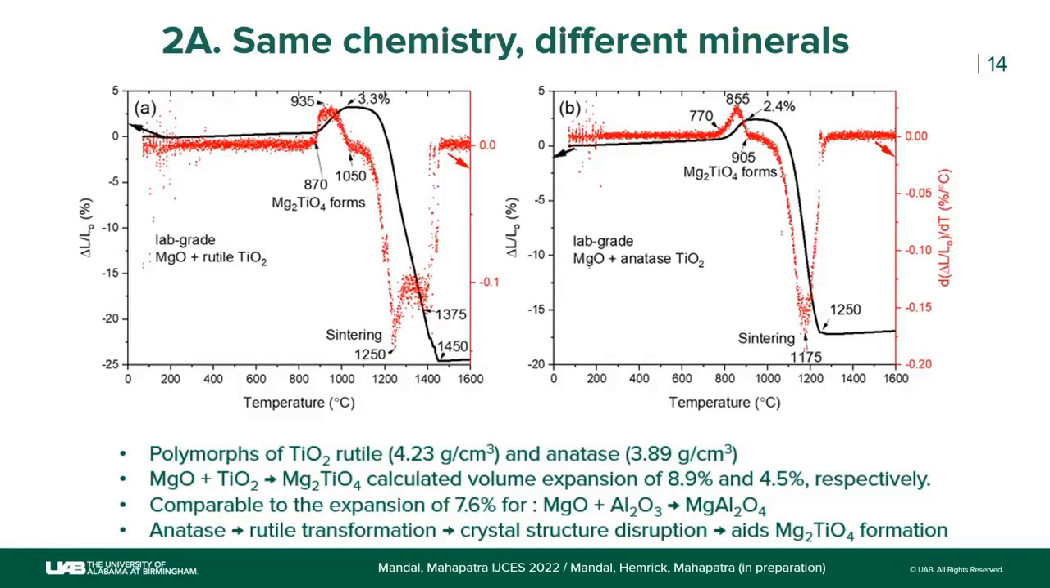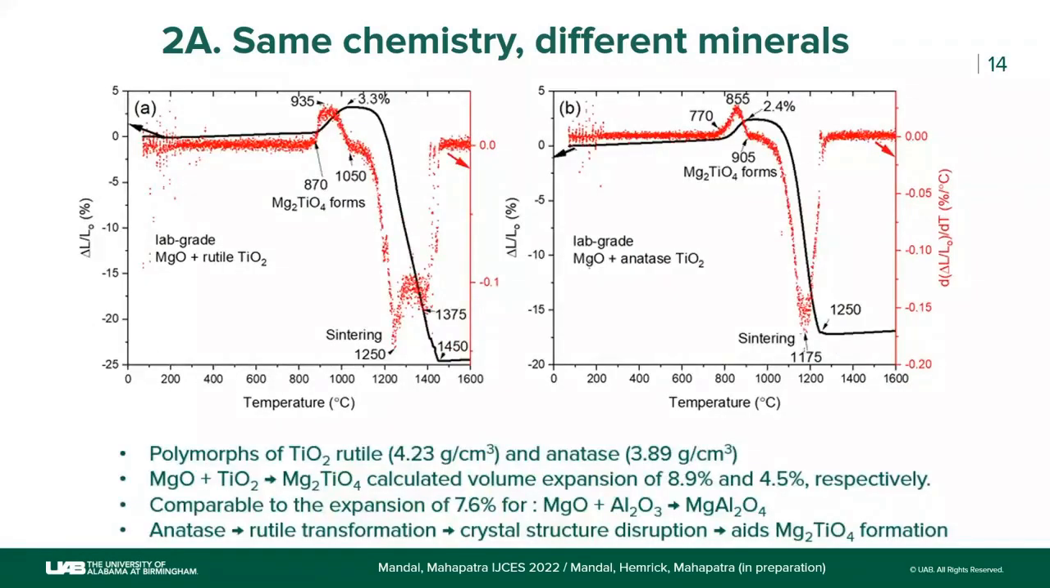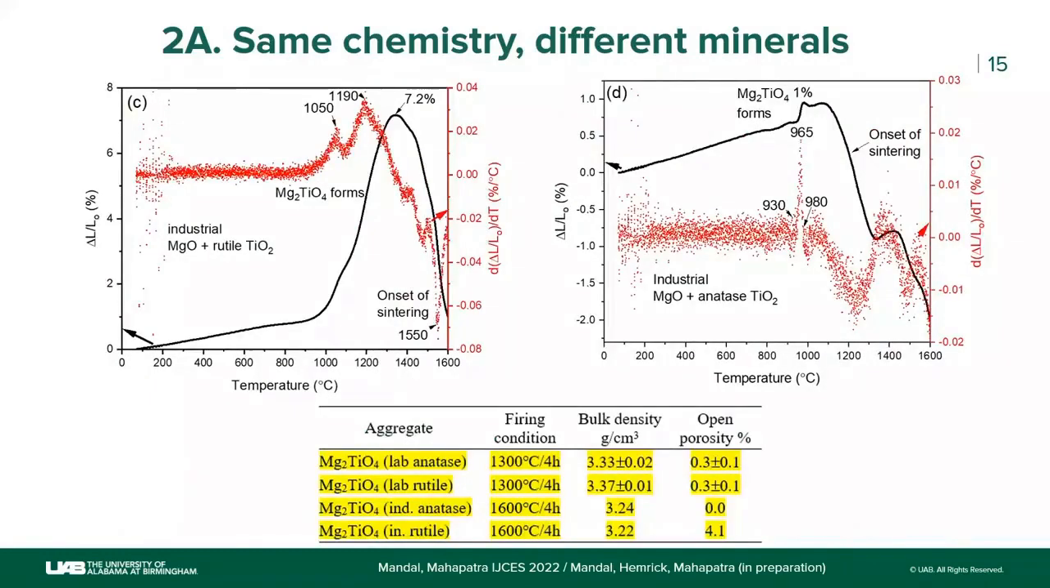The second thing you see here is that this is made from industrial raw materials. I used DBM and then industrial rutile, and I reacted them together. And with the same crystal structure difference, rutile and anatase, you see this big difference.